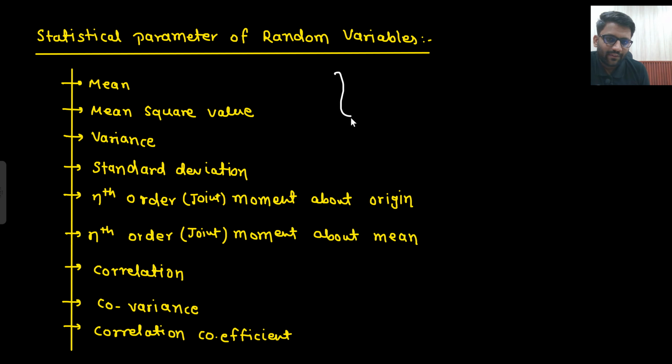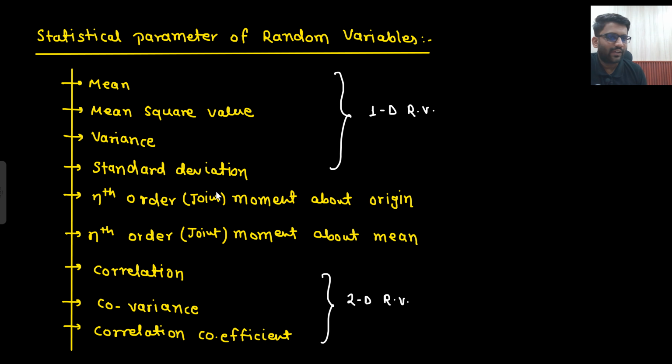All these are defined with respect to a one dimensional random variable. And these are defined with respect to a two dimensional random variable: what is the correlation between random variables x and y? What is the covariance of random variables x and y? What is the correlation coefficient of random variables x and y? So these are defined for two dimensions, and the earlier ones for one dimension.